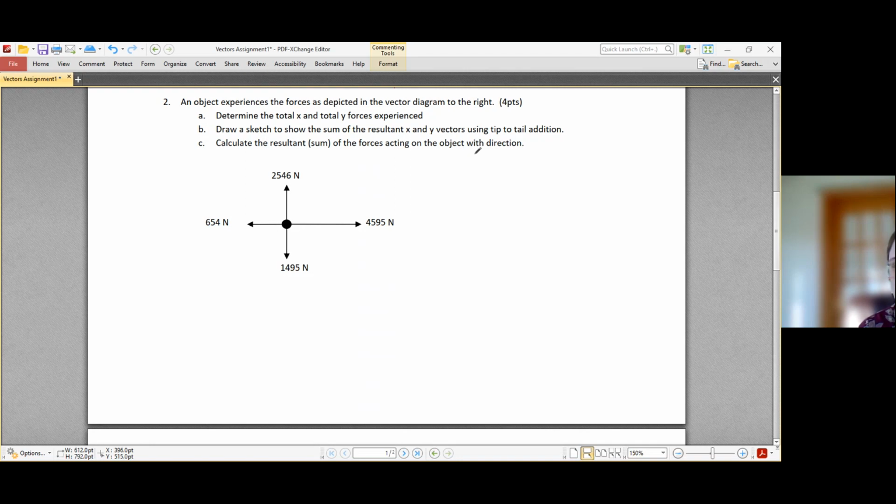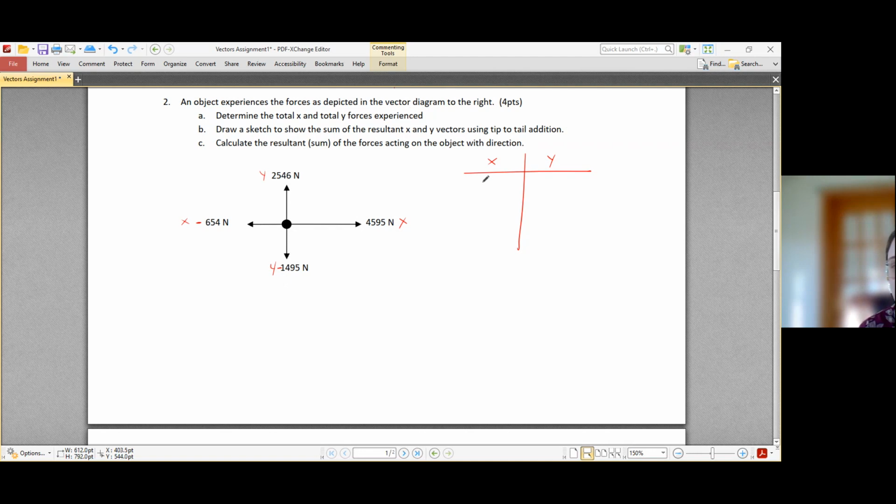So first, determine the total x and y forces experienced. So newtons are just a force, it's not north-south. So make your little XY chart. XY charts just help to keep things organized. We have x values on one side, we're going to put y values on the other. So these are my y's, and this is my x. Now note, they don't have positives and negatives on them, so you need to add those in. So this one's a negative x, and that one's a negative y.